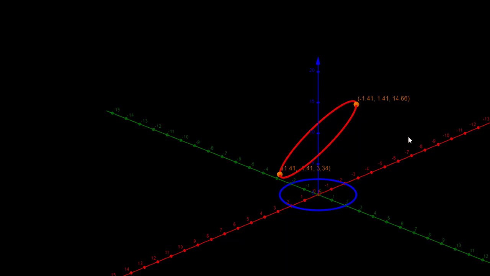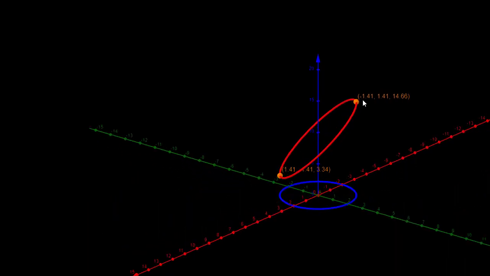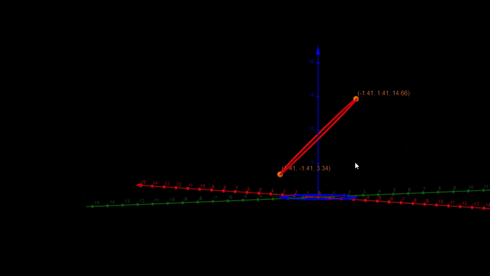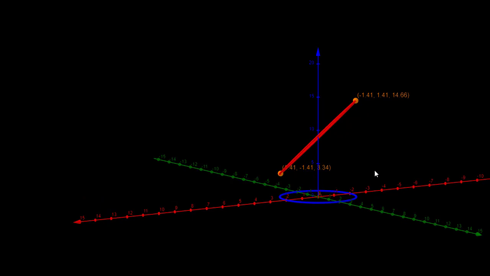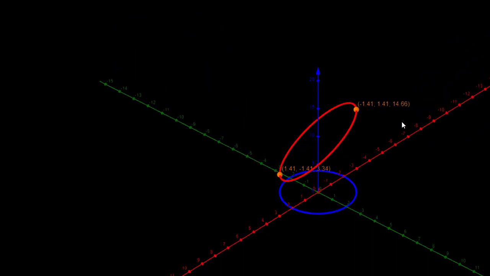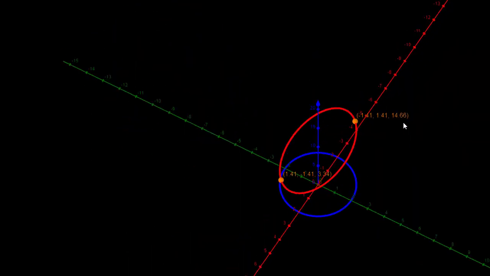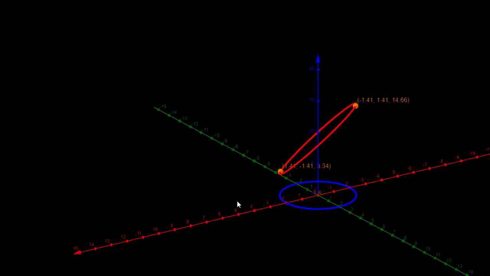So when we go back to the graph, we can see that the maximum occurs at the negative root 2, and that comes out to be about 14.66. And then here we get the root 2, negative root 2, comma 3.34, which is what the other one comes out to be. Okay, so that does line up with what we see here graphically.